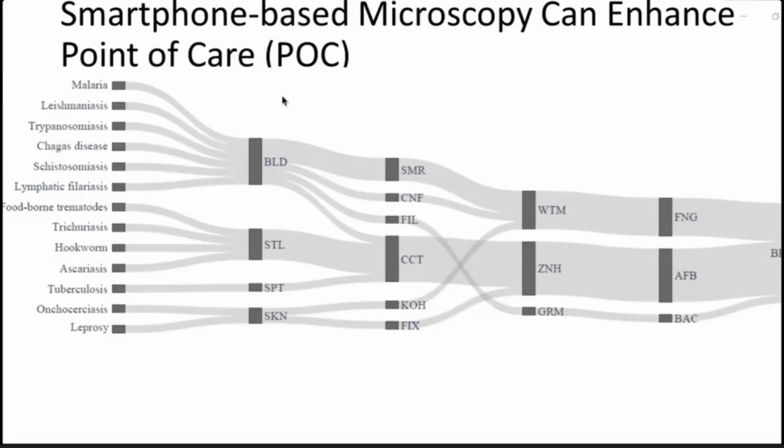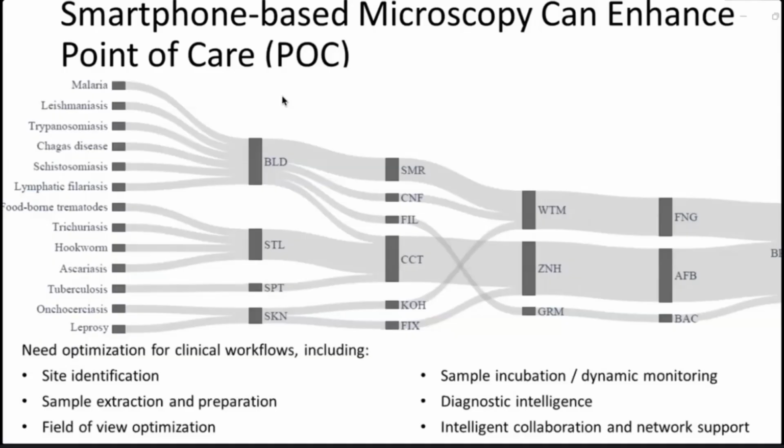This is just an overview, but we have actually written a pretty comprehensive systematic literature review of microscope-diagnosable diseases and the clinical workflows, to a very detailed level, that are involved in diagnosing those diseases. So now that we have such a diagram, we know that point-of-care microscopes need to be optimized for specific clinical workflows.